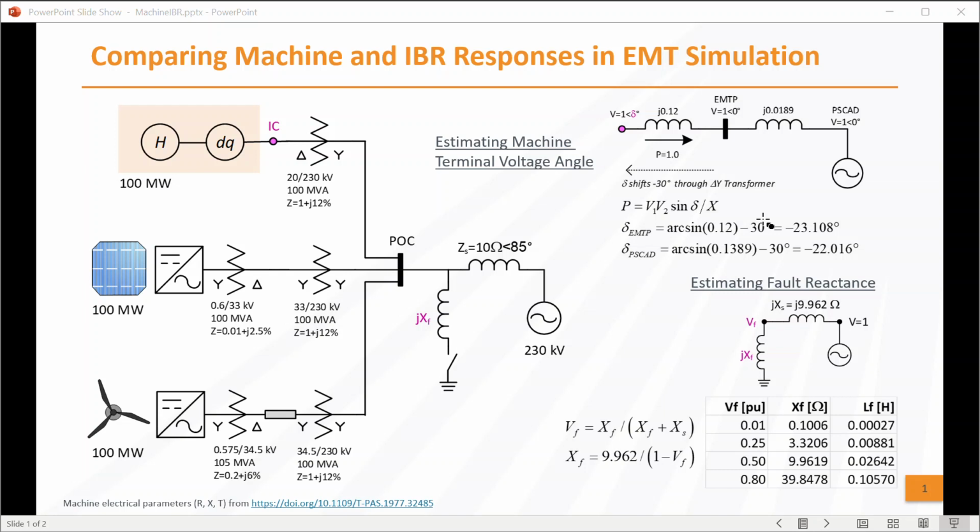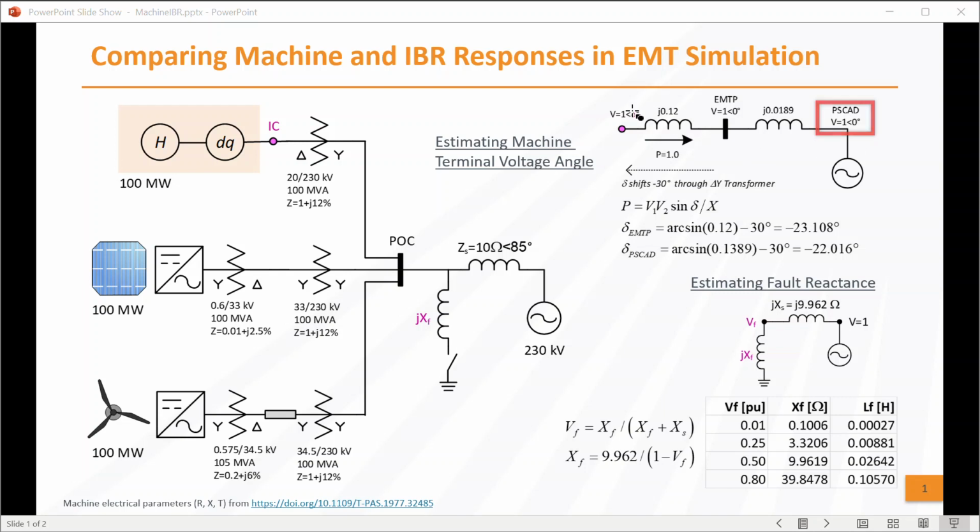And the way the system is laid out, when we solve in EMTP, we're going to set 1 at an angle of 0 degrees at the point of connection on this bus. The reactance of interest is the J.12, which is the reactance of this step-up transformer, 12%. When we do the PSCAD solution, you can specify the angle of the voltage behind the source impedance. So that's what we'll do in PSCAD.